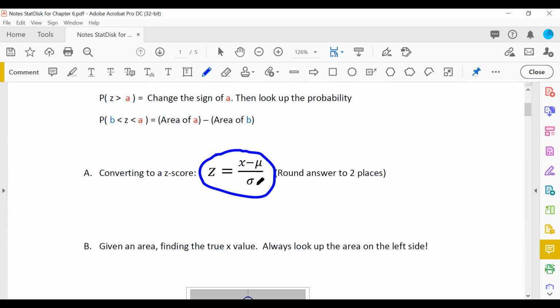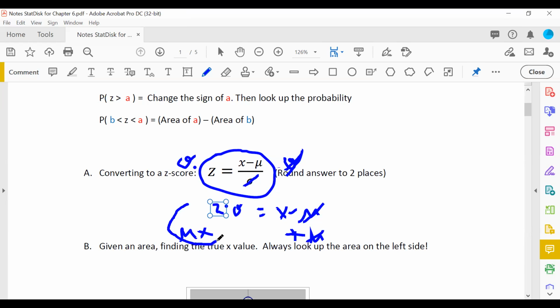So they did some algebra. They multiplied both sides by sigma, right? So you get z times sigma equals x minus mu. Why do they do that? Because if you multiply both sides by sigma, this sigma and that sigma cancel. That leaves you with this line. And then they want to get this x by itself. So they add mu to both sides, so that this mu and that mu cancel, and you're left with this mu.